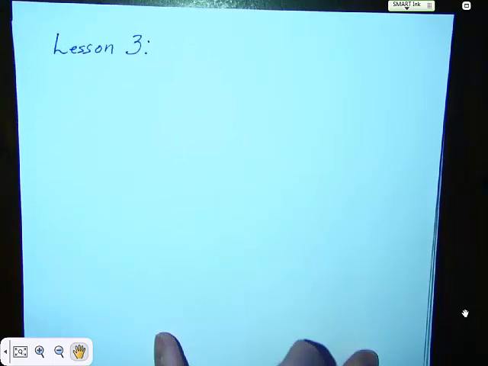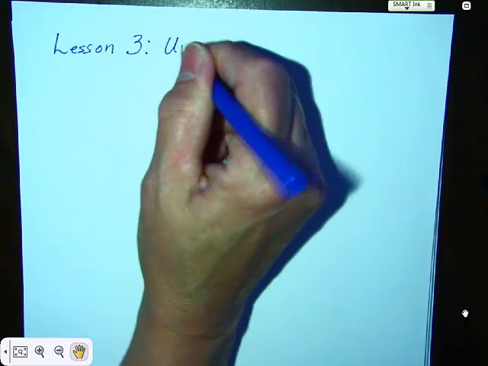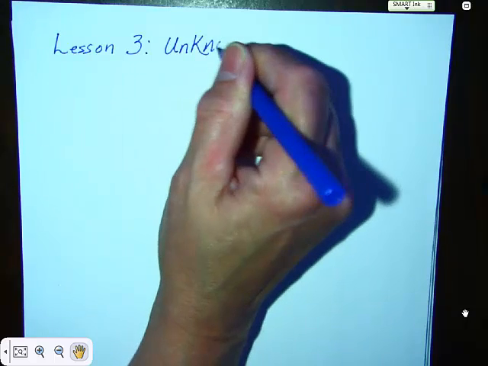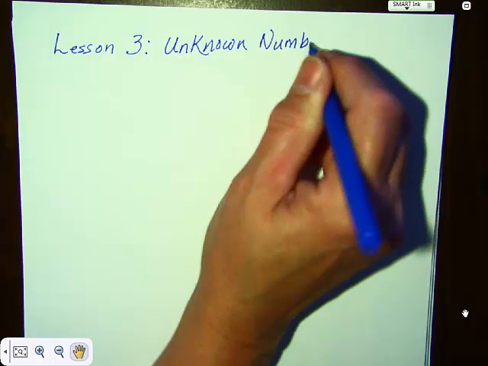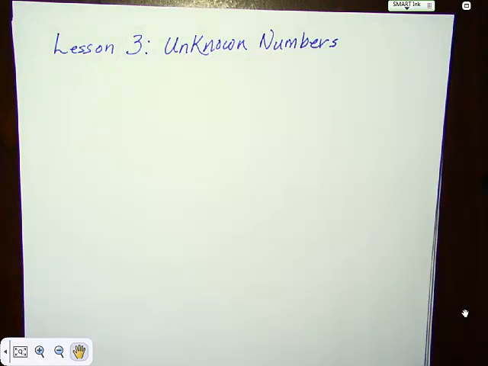We're going to start out talking about unknown numbers. Those are numbers that we aren't given. A lot of times in a problem we're given a variable, or when you were younger you were just given a box and you had to find the number that was missing.